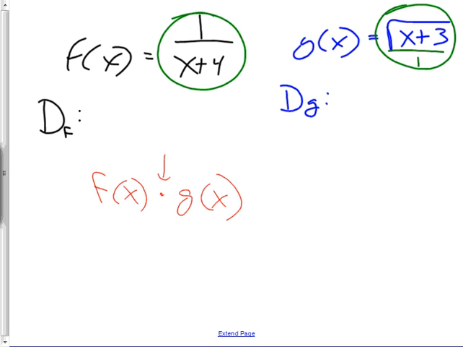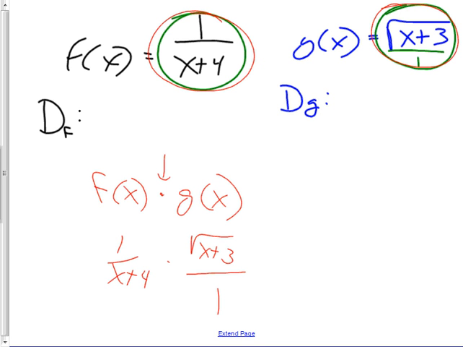All right, here we go. So let's see if you did it right. You had to multiply the two functions. That one times that one. So all you do is write them down. 1 over x plus 4 times g of x, root x plus 3 over 1. And the only thing that might be scary here is if you didn't know how to multiply fractions. Multiplying fractions, just multiply across the top. 1 times that makes that. Over x plus 4 times 1 is x plus 4.